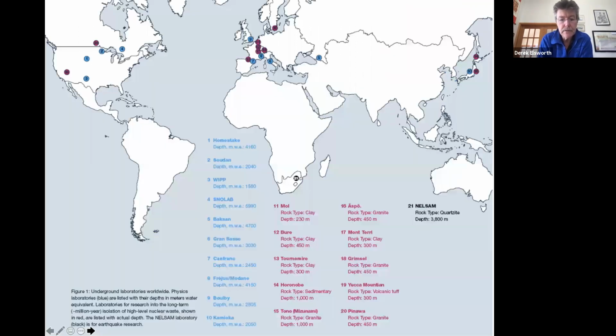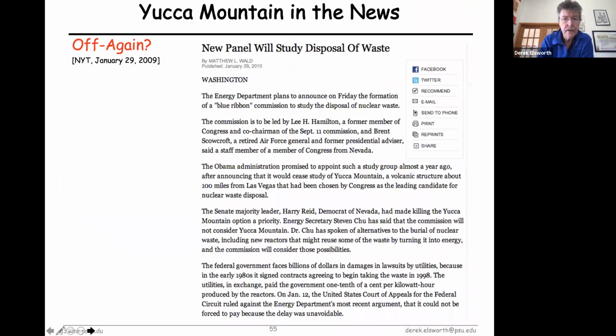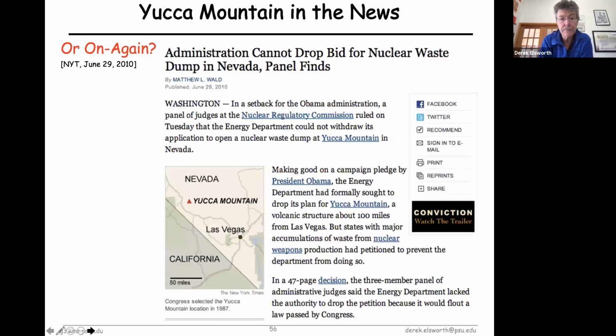So in 2009, it was put on hold by the results of this blue ribbon panel. It was subsequently put back in action as a potential site by the courts under the observation that the president couldn't act against an act of Congress. And it's still kind of in limbo right now, with no work at Yucca Mountain, but no definitive proposal for the permanent disposal of civilian nuclear wastes.